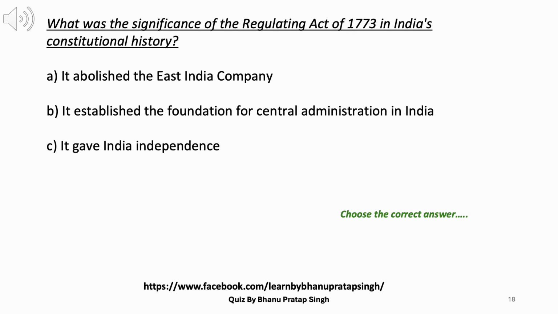18. What was the significance of the Regulating Act of 1773 in India's constitutional history? A. It abolished the East India Company. B. It established the foundation for central administration in India. C. It gave India independence. Answer B. It established the foundation for central administration in India.